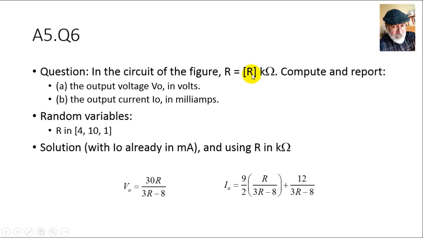So that will appear on the screen of the computer as maybe 4, 5, 6, 7, 8, 9, 10. One of those values will appear here. And we tell the student those are kilo ohms. Compute and report the output voltage V naught and the output current I naught in milliamps. Let's have a look at the figure.